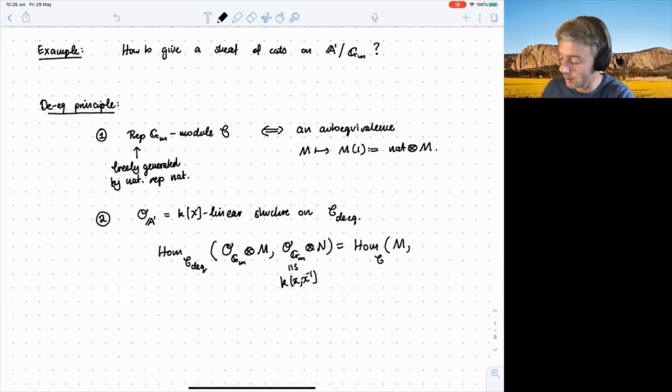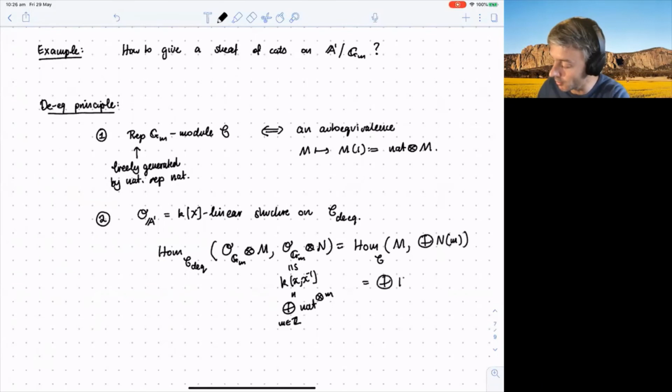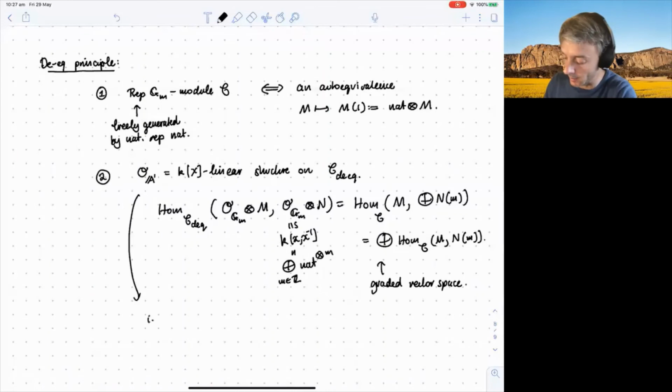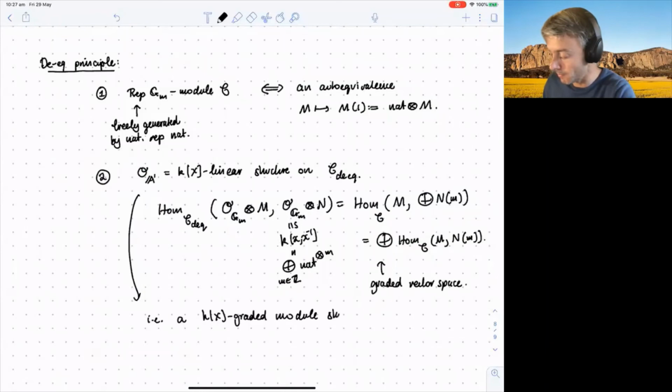So this is a direct sum of nat tensor power m for m in Z. And so this is Hom. So what we want to give, this is a graded module, a graded vector space, and we want to give a k[x]-graded module structure on this.